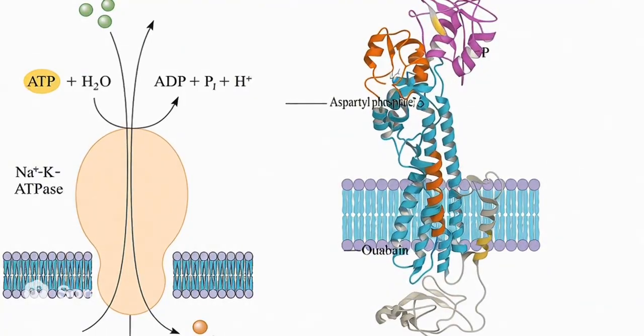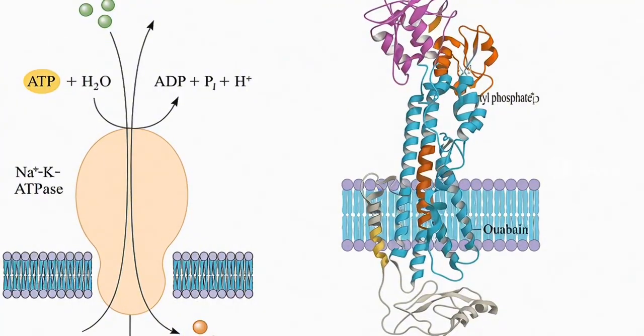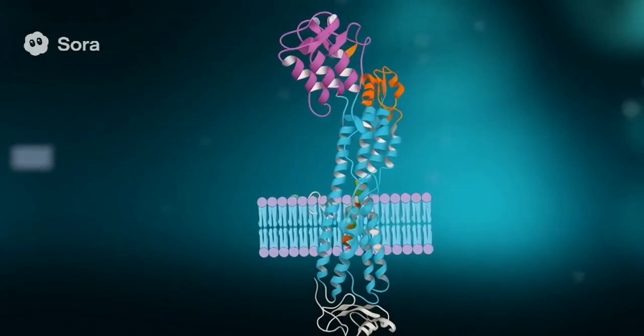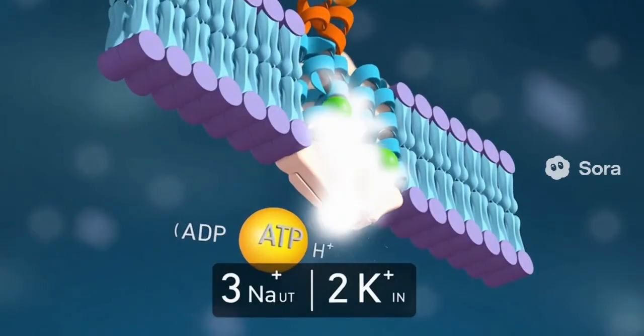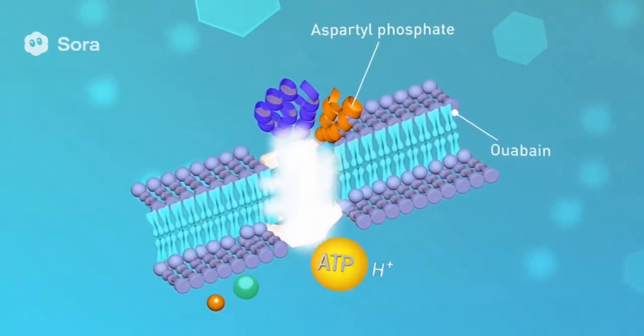Next, potassium ions from the extracellular space bind to their sites on the enzyme. When the phosphate group is removed, the pump returns to its original shape, releasing potassium into the cytoplasm. Then another ATP binds, and the process starts again, up to 100 times per second in active cells.